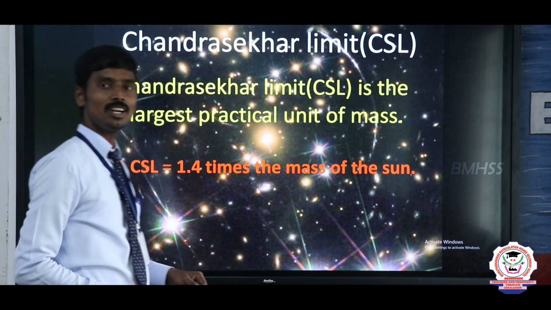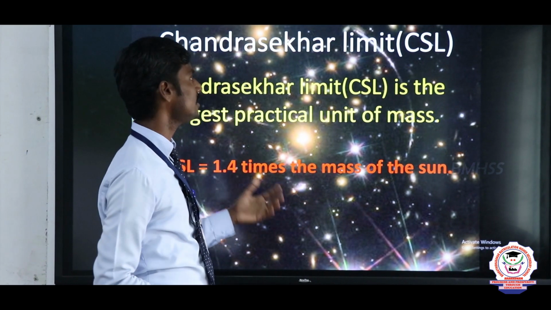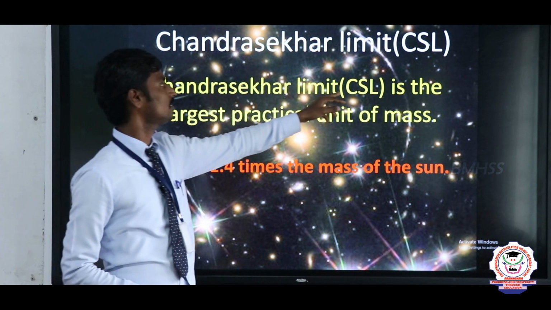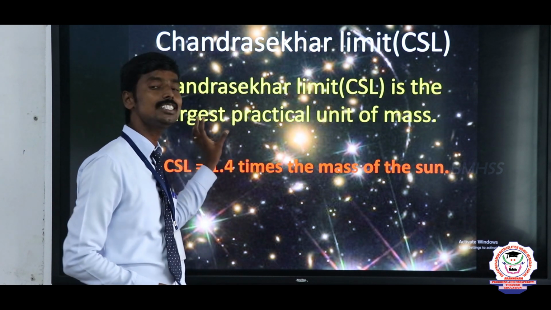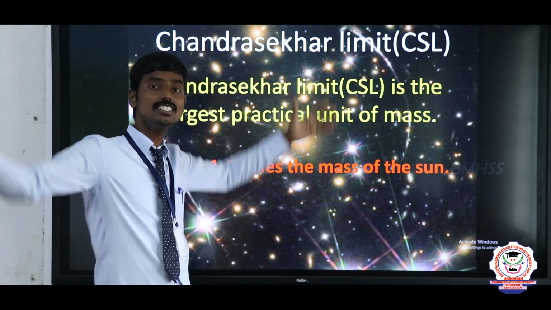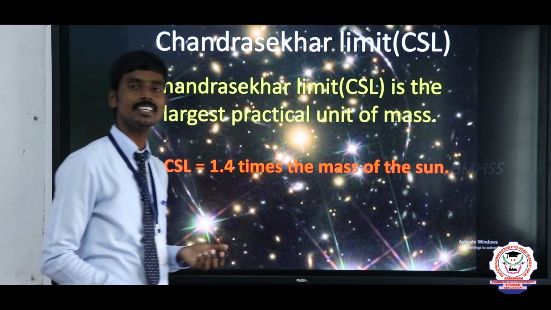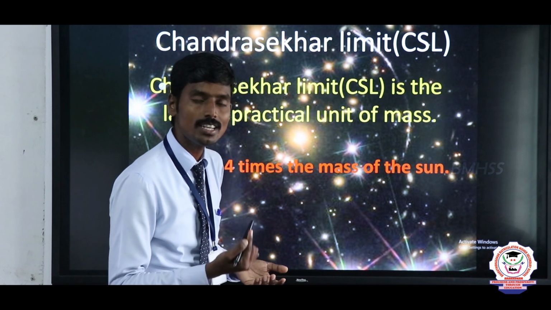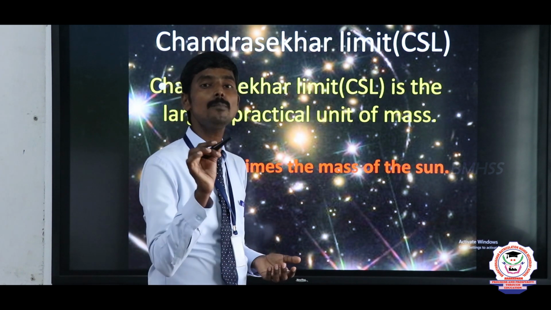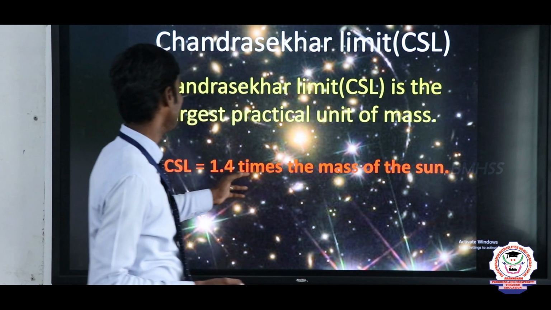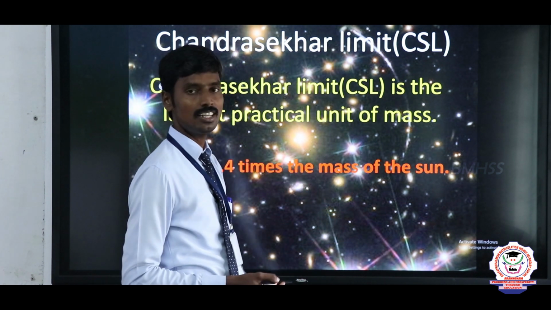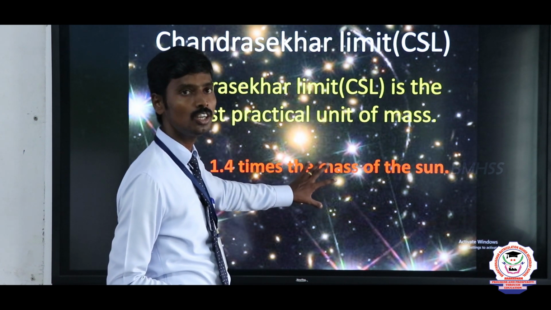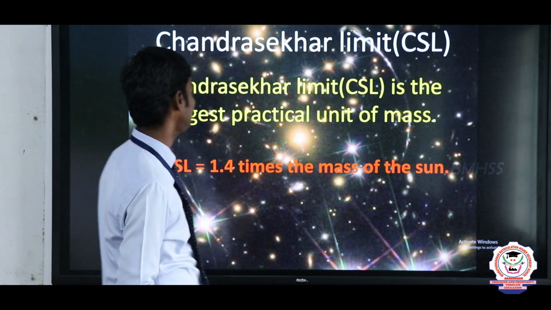Chandrasekhar limit. This is a very important 2 mark question. The Chandrasekhar limit, in other words, we call 1 CSL. 1 CSL, the Chandrasekhar limit, is the largest practical unit of mass. In other words, 1 CSL, which means 1 Chandrasekhar limit, is equal to 1.4 times the mass of the sun. This is called 1 CSL. Please keep in mind, this value is an important 2 mark or 1 mark question.